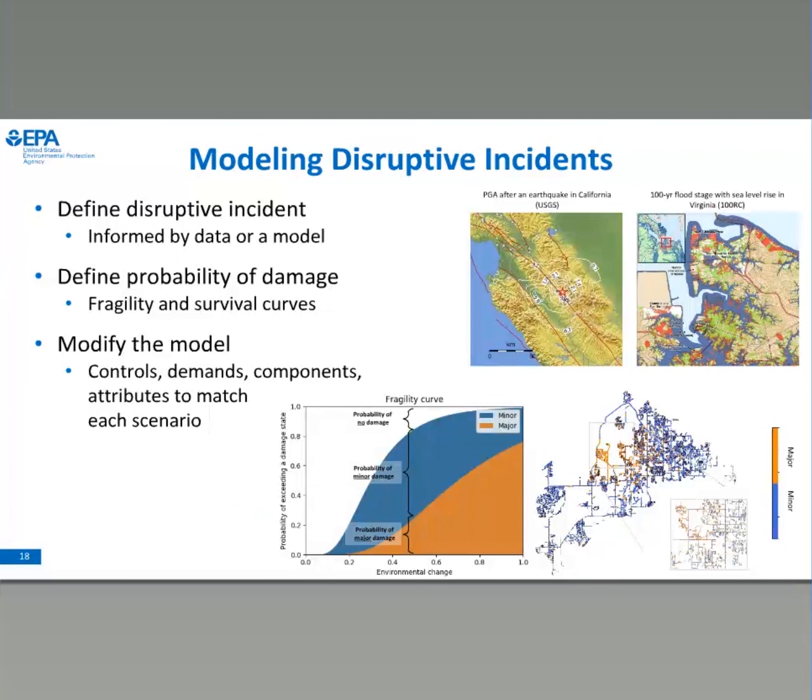Within Winter, you're able to modify the model itself by changing the controls of how you operate the system, and maybe changing the demands. Maybe you want to look at a situation where the demands are increasing because of the incident, or maybe they decrease, so you can change what the consumption rates are. And you also can look at different components to each scenario, so you're able to modify this as necessary.